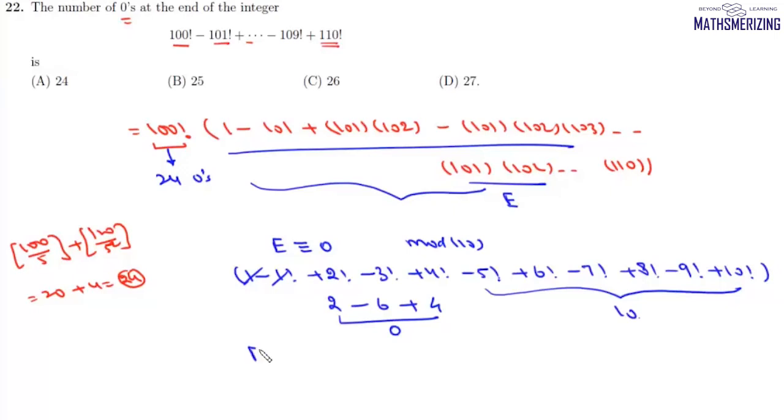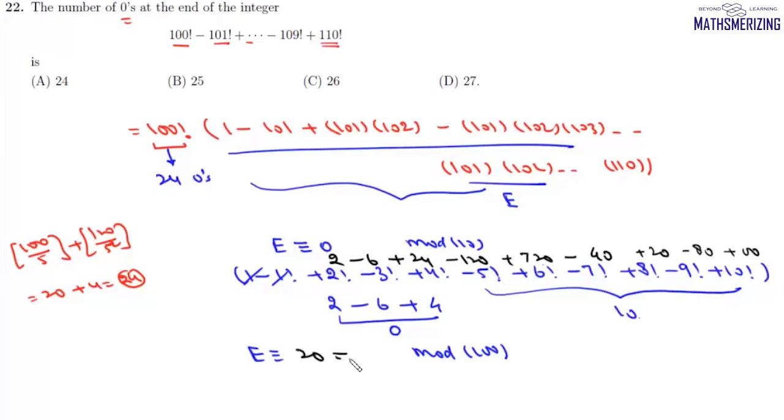Now what about divisibility by 100? So if we divide this E by 100, or we write E modulo 100, this value will be 2 minus 6 plus 24 minus 120 plus 720. We just need to write last two terms, 9 to 7, 40, 20, 80, and then it will be 0, 0, which is minus 20 and it is not equal to 0.